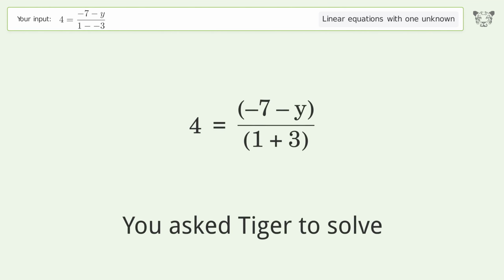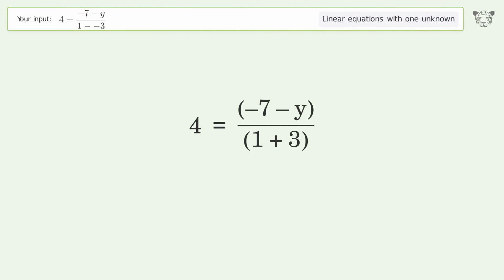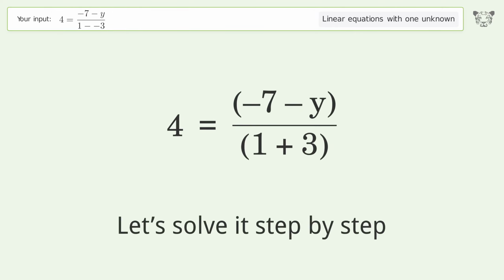You asked Tiger to solve this. It deals with linear equations with one unknown. The final result is y equals -23. Let's solve it step by step.